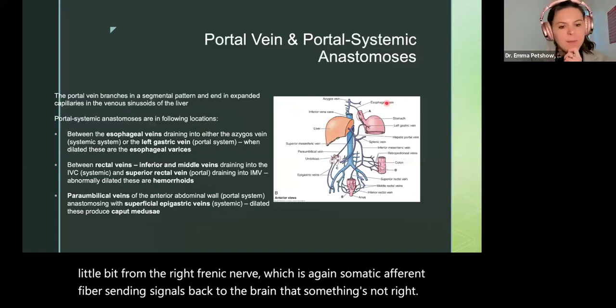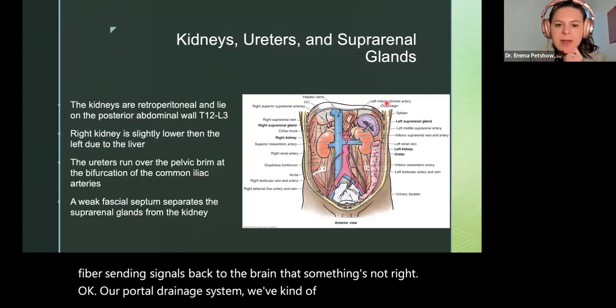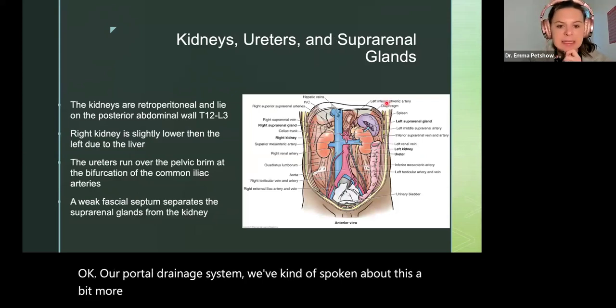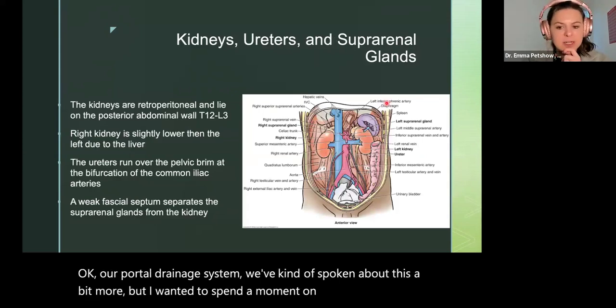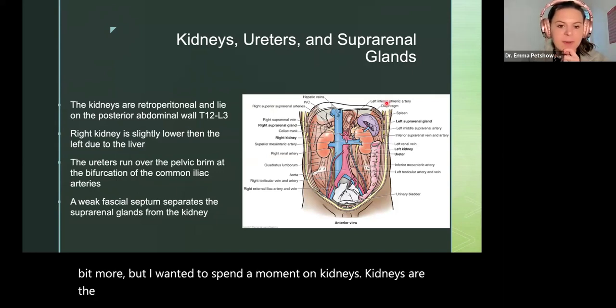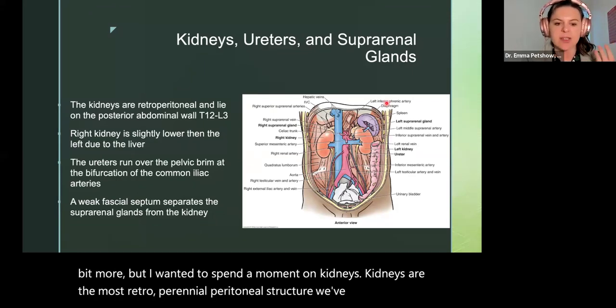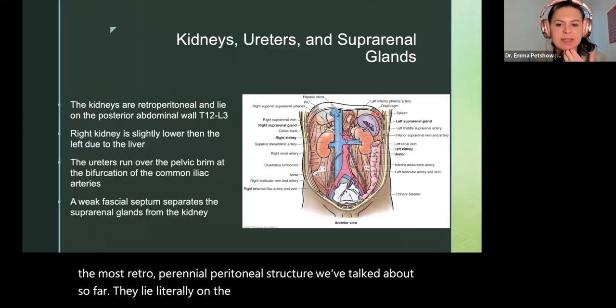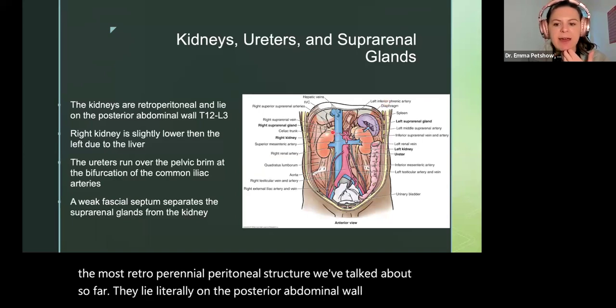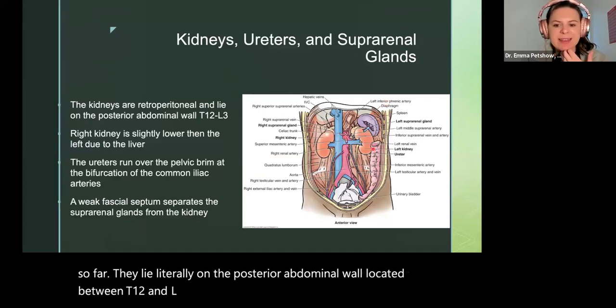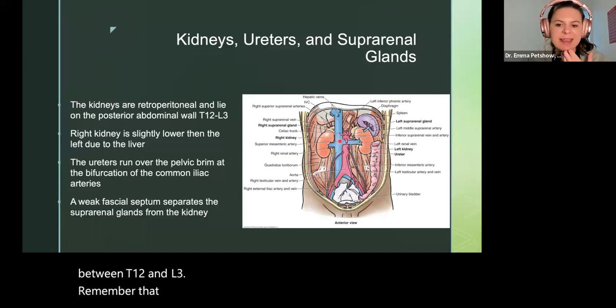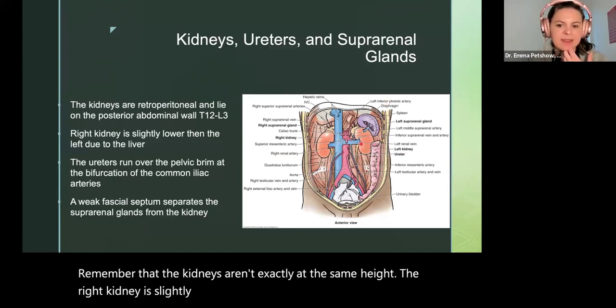Okay. Our portal drainage system, we've kind of spoken about this a bit more, but I wanted to spend a moment on kidneys. Kidneys are the most retroperitoneal structure we've talked about so far. They lie literally on the posterior abdominal wall, located between T12 and L3. Remember that the kidneys aren't exactly at the same height. The right kidney is slightly lower than the left kidney because of the liver. The liver takes up a lot of space here.